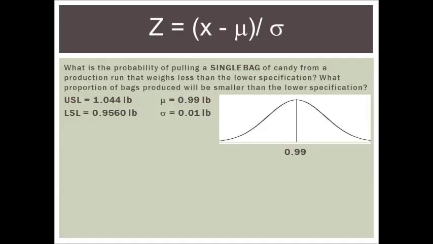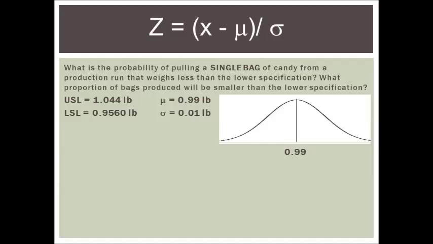So here I have a diagram, a picture of a large pile of bags of candy. You can imagine I've weighed out the different bags, and I've got them in a big pile. The lighter bags of candy are on the left. The heavier bags of candy are on the right. Most of them are in the middle, and our process is centered at 0.99 pounds. Now, this normal curve is just on a number line. So now we've got all of these variables: the upper specification limit, lower specification limit, the process average, and the standard deviation.